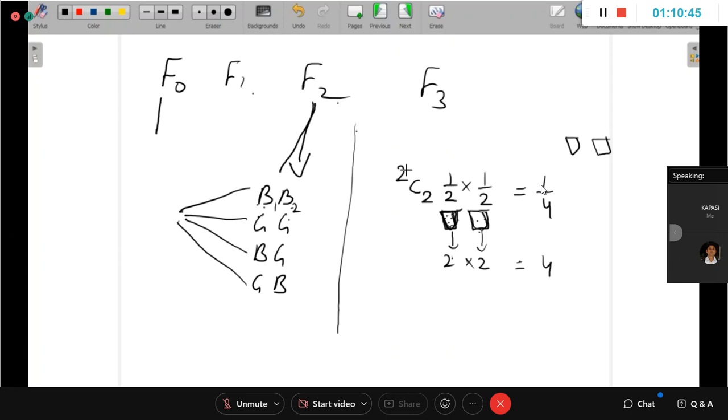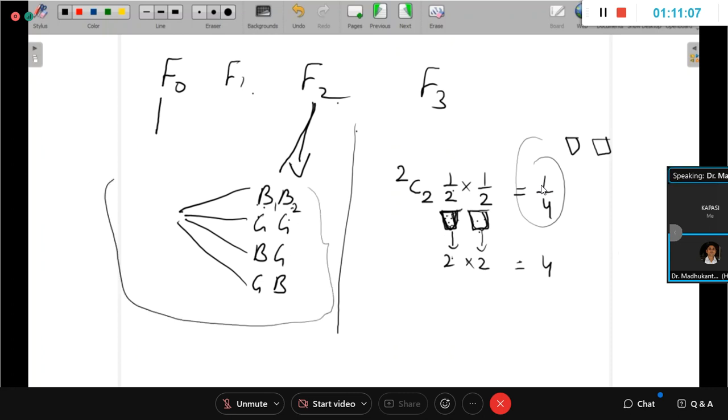See, girls are 2. Out of 2 children, girls are 2, so 2 choose 2. Both should be chosen together. First girl with probability 1 by 2, second girl with probability 1 by 2. So 1 by 2 into 1 by 2 is 1 by 4, into 1 is 1 by 4. Is that clear? Rather than going into more detail, because this will complicate the problem.